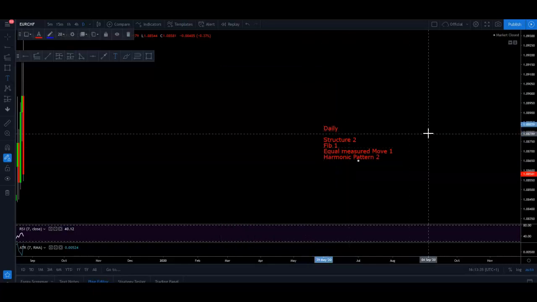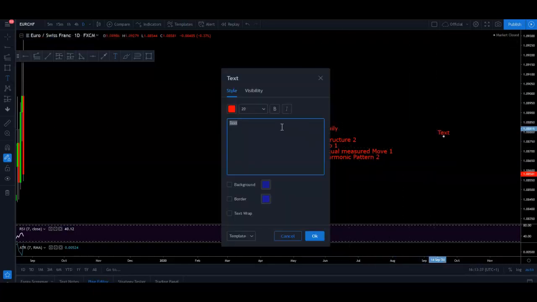Then you move on to the next one where it's like the 60. So you can have your structure, right? You value that only at 1 just because it's the lower time frame. Maybe the fib, again, do you value it the same? Do you value it higher or lower? Maybe both. So I'll give you the option of 0.5. Equal measured move, obviously. I'm just going to leave it as that. Again, 1, however much you value it, and then harmonic pattern.